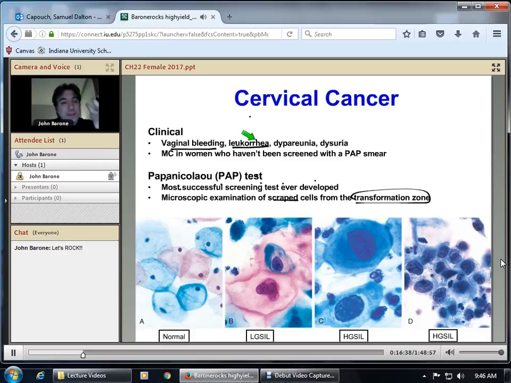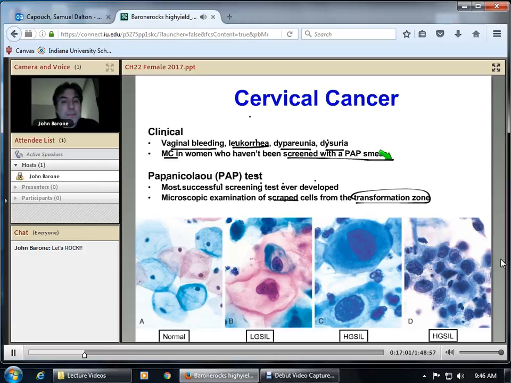Another way it presents is it's a big fungating mass, it'll become necrotic. So you're going to get this malodorous discharge. You get leukorrhea, very mild necrotic tissues coming out. You can also get pain during intercourse and sometimes dysuria as well. You can actually invade into the bladder. Not cool. Now, cervical cancer should be picked up before it's ever cancer.